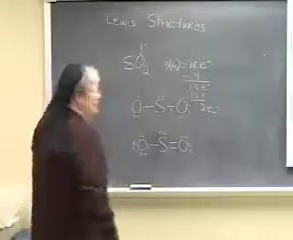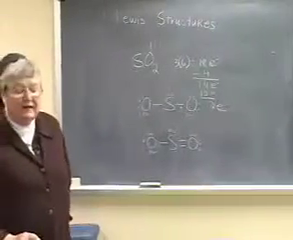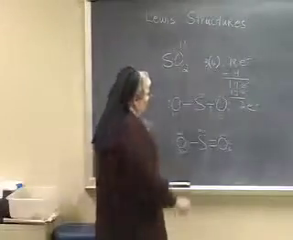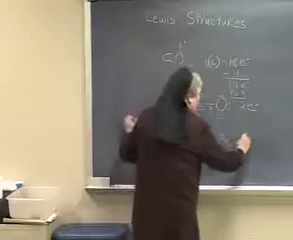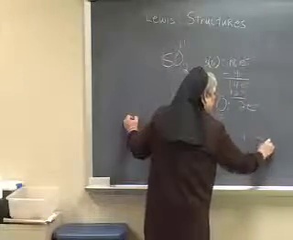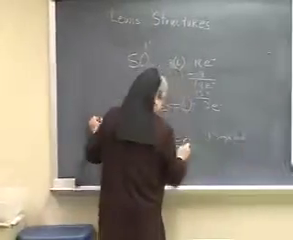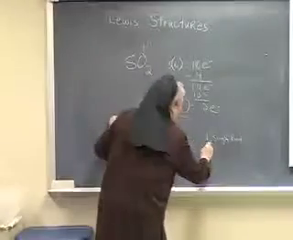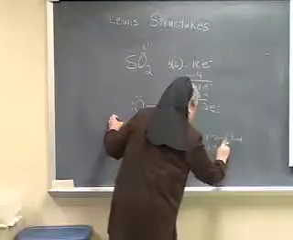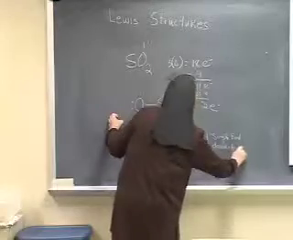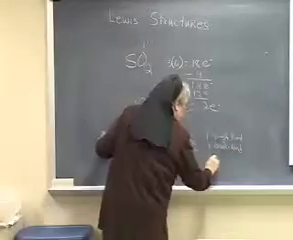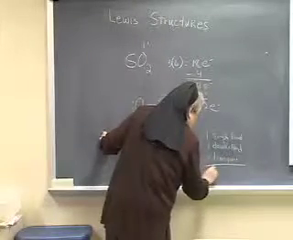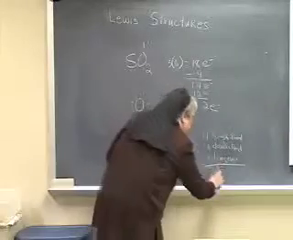Okay, so now we make a decision about how many regions of density we have around the central atom. Well, we see we have one region of density, so we have one single bond. We have this region of density, and notice even though it's a double bond, it's one region of density. So we have one double bond. And we have this, which is one lone pair. So we have 3 regions of density.